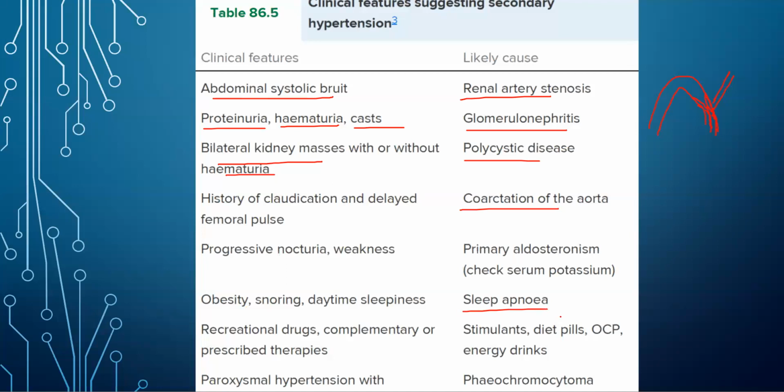Obstructive sleep apnea is a very common cause of hypertension in middle-aged to elderly patients. Obstructive sleep apnea will present like an obese patient coming with snoring at night and daytime sleepiness. In pheochromocytoma, the patient presents with episodic flushing, headache, sweating, palpitation with hypertension. Pheochromocytoma is a tumor of the adrenal medulla.